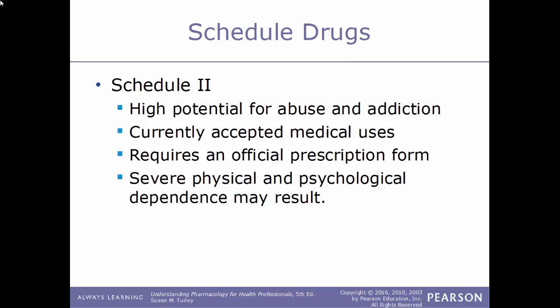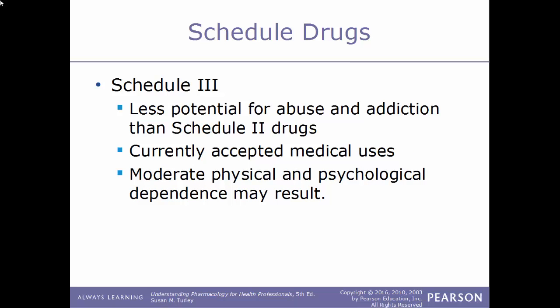Schedule 2, these have a high potential for abuse and addiction. There are currently accepted medical uses. These require an official prescription from a medical professional, but there's a risk of having severe physical and psychological dependence from these drugs. Some examples of a Class 2 drug would be cocaine, Vicodin, methadone, OxyContin, Adderall, Ritalin.